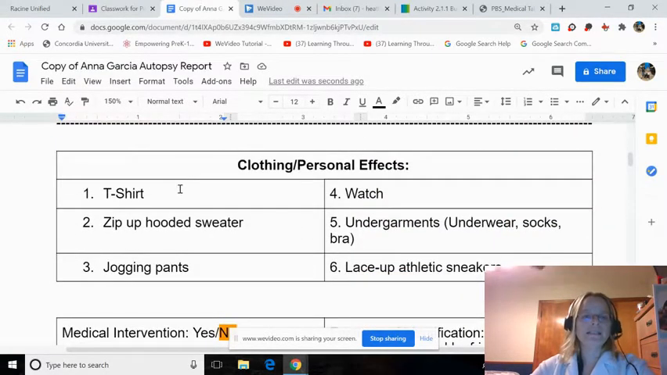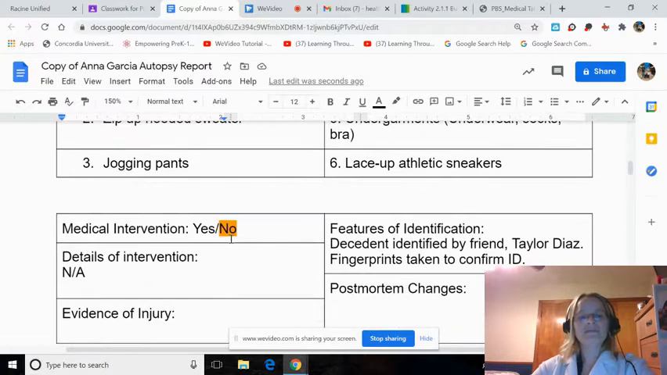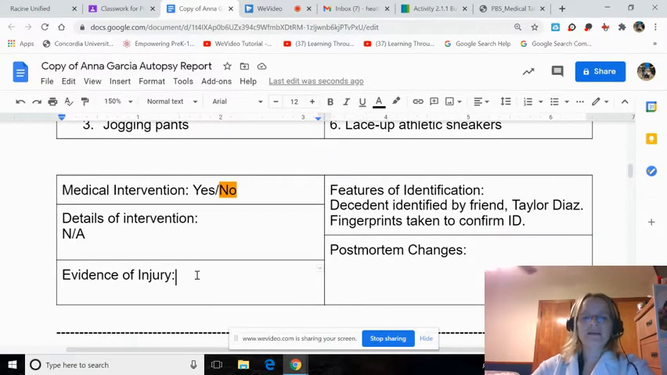We scroll down, we see clothing/personal effects all filled in. Yay. Medical interventions, no. Features of identification, it was Taylor Diaz, and then fingerprints were taken to confirm. I don't know if you have that, so you might want to take a minute, pause me, and type that in.